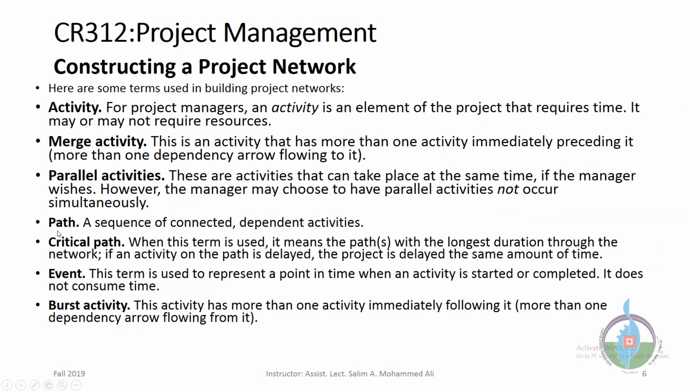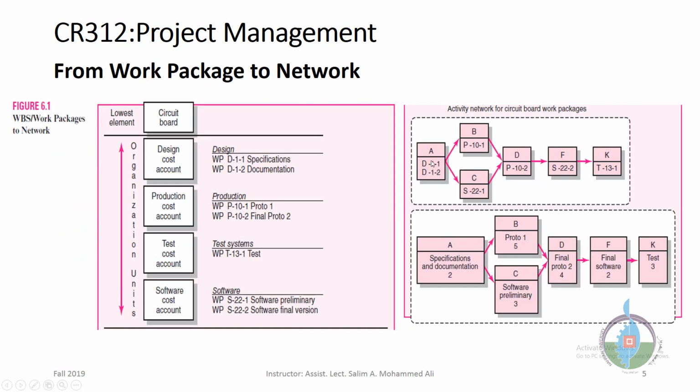Okay, the next term is path, the sequence of connected dependent activities. For example, there are 2 paths here, path A, B, D, F, K, and there is another path A, C, D, F, K. There are 2 paths here. Good.